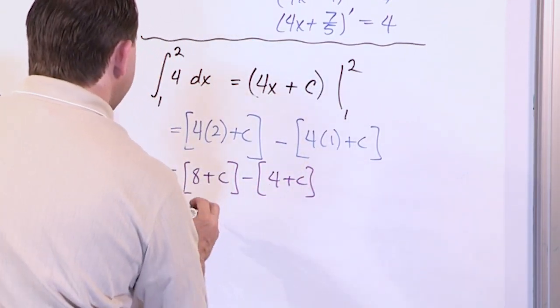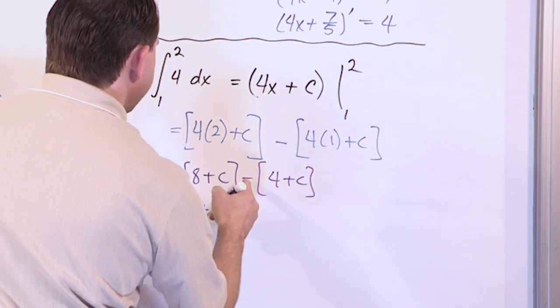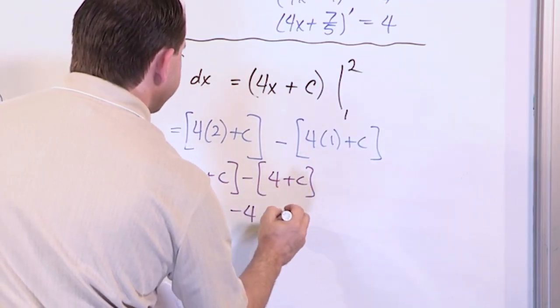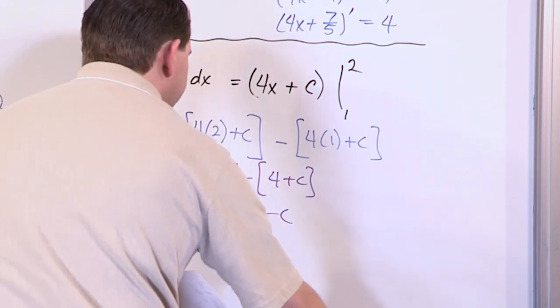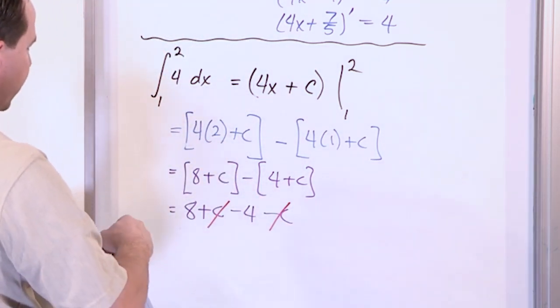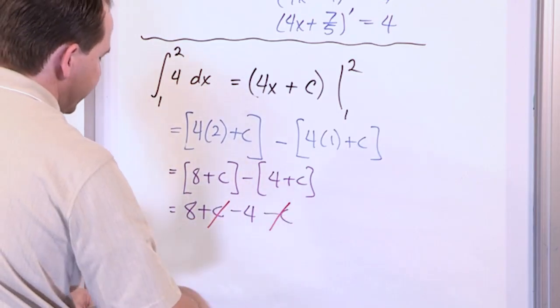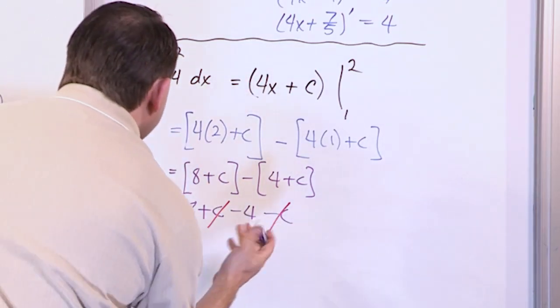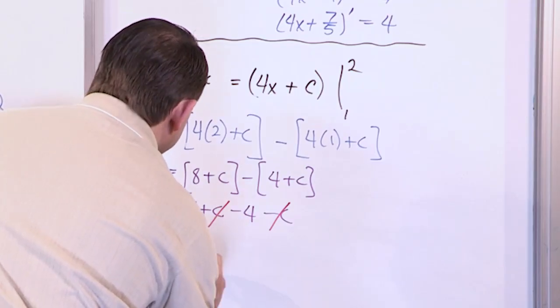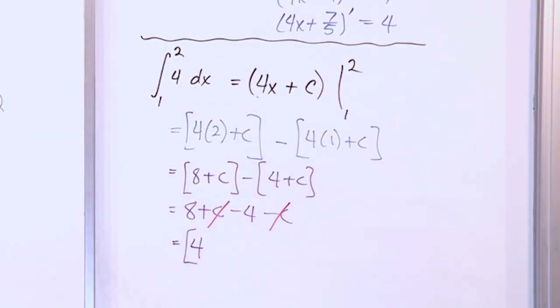Now watch carefully what happens. 8 plus c, here's a minus sign, so I'm going to make it minus 4 minus c. Now look very carefully what happens. This constant disappears with this constant because it's plus c and minus c. So they subtract to give you 0. So what you're going to have is 8 minus 4, which is going to give you positive 4 as your answer. Positive 4 is your answer.